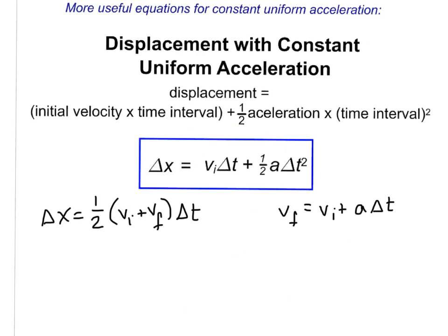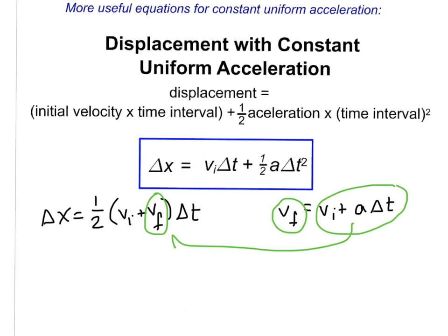Here are those two equations. Here is our displacement with constant uniform acceleration. It involves final velocity, however. This one is our final velocity when we're looking at constant uniform acceleration. And we can combine these two equations by substituting. We know that final velocity is equal to this. Therefore, that final velocity could be substituted with that large term. So let's go ahead and plug that in and work the algebra out.